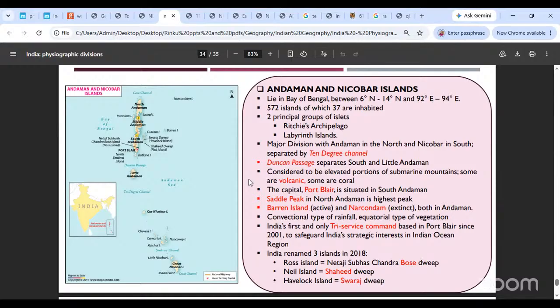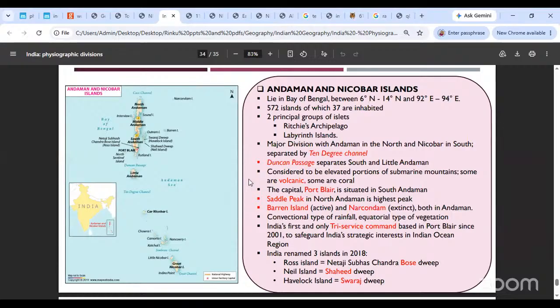Okay, if NCERT dares to mention something in their textbook, I would suggest you remember those facts, because they keep asking you about these things. Okay. There are some 572 islands, of which 37 are inhabited. Clearly, Andaman Nicobar Islands are the larger group of islands.